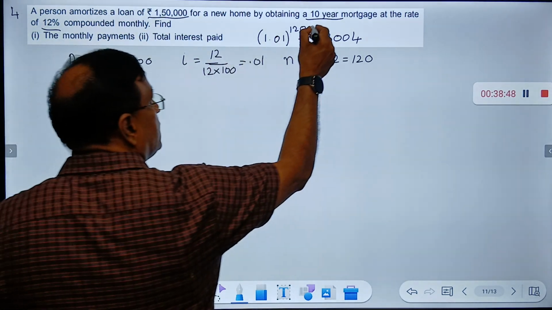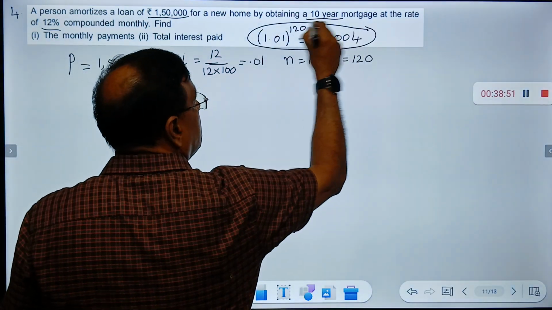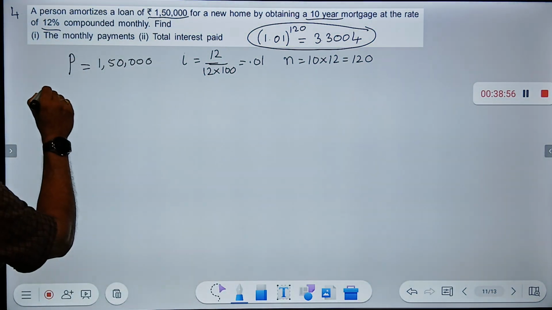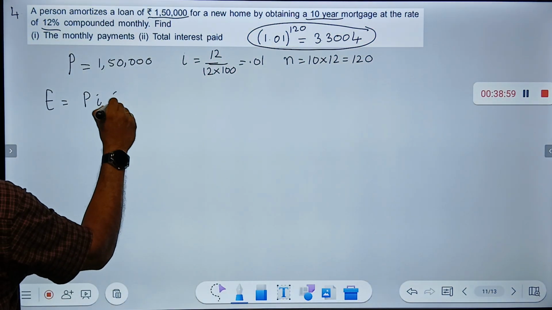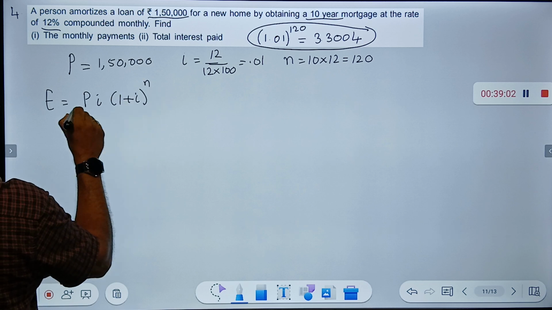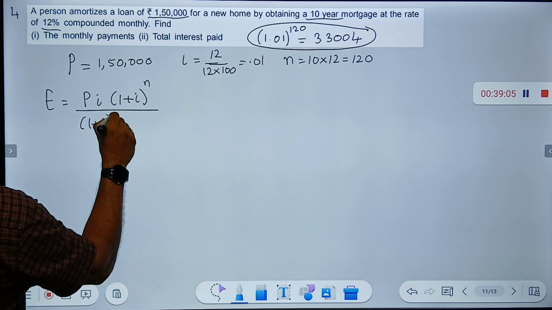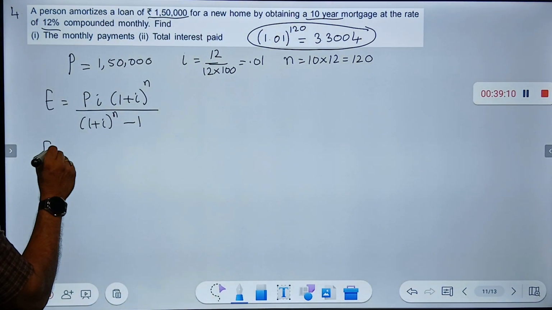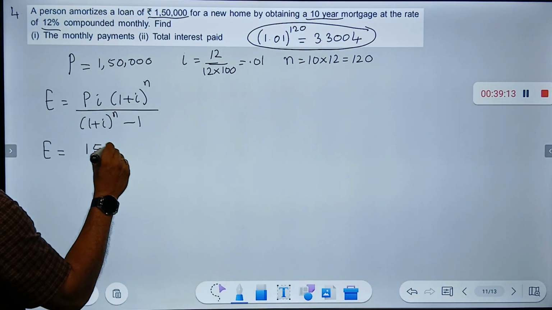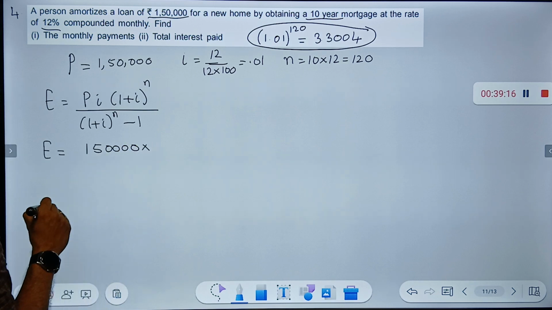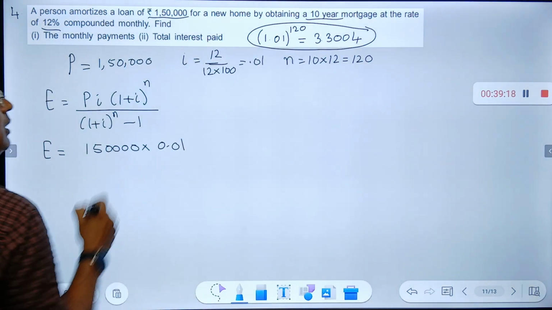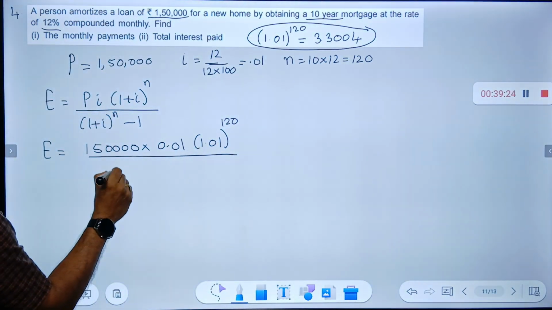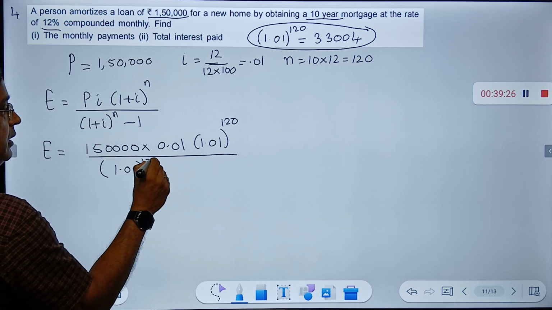Now, look at what is given. This is what is given to you. So the power is positive. So I will not be using the previous formula, but I will be using the first one which I gave you. So what is the formula? It is P into I into (1 plus I) to the power of n divided by (1 plus I) to the power of n minus 1. Okay. So E equal to, what is P? P is 1,50,000 into, what is I? I is 0.01, and 1.01 to the power of 120 divided by 1.01 to the power of 120 minus 1.